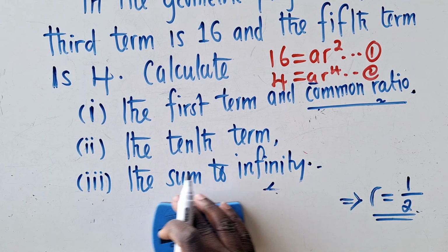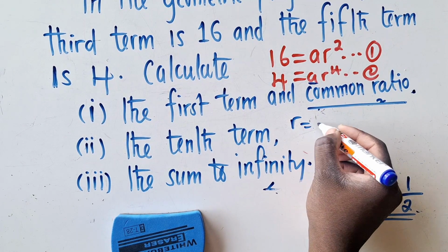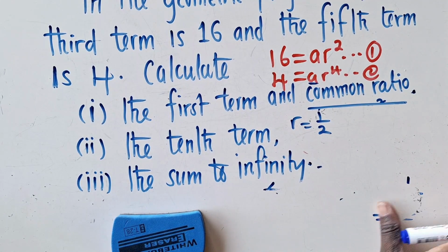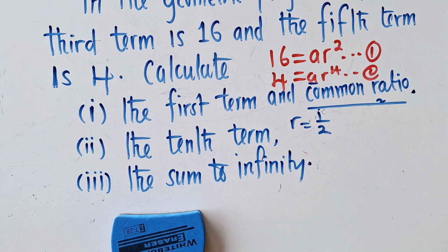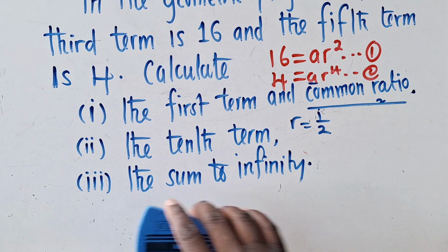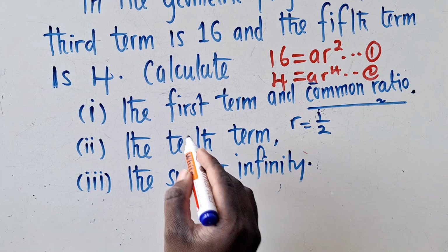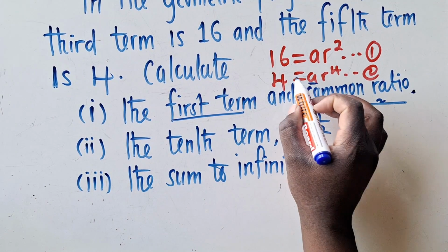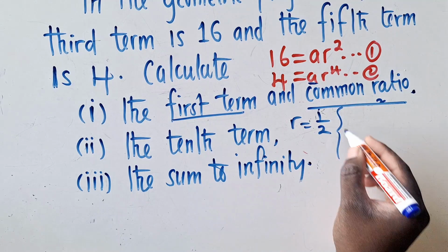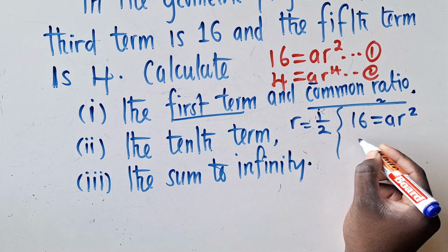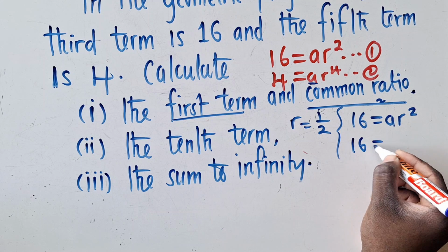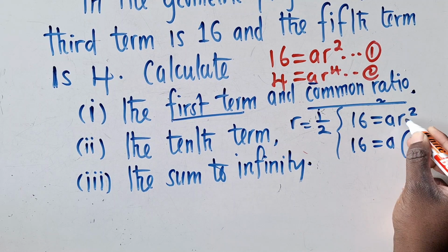So this r, we need it. So let me write it here. R is equal to 1 over 2, which we've just found. The r, we need it. So we can now say, for the first term to be found, we get one of the equations. So we can get 16 is equal to a r power 2.